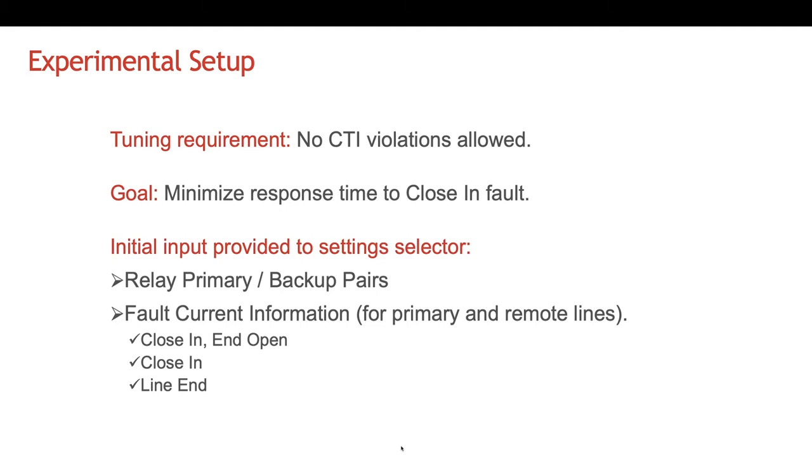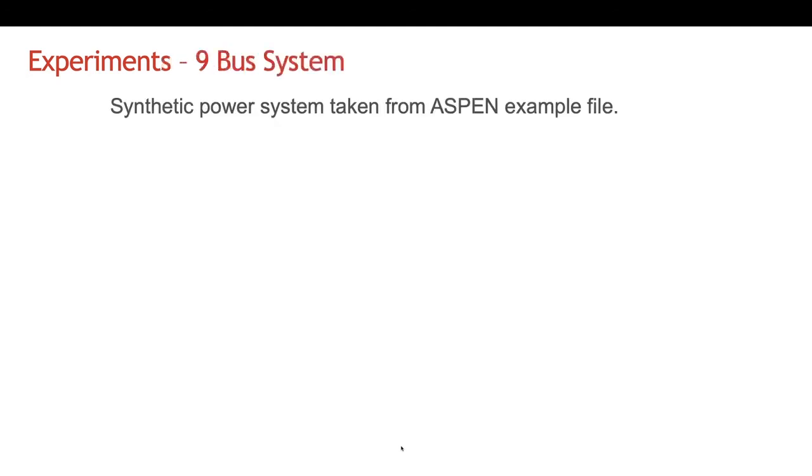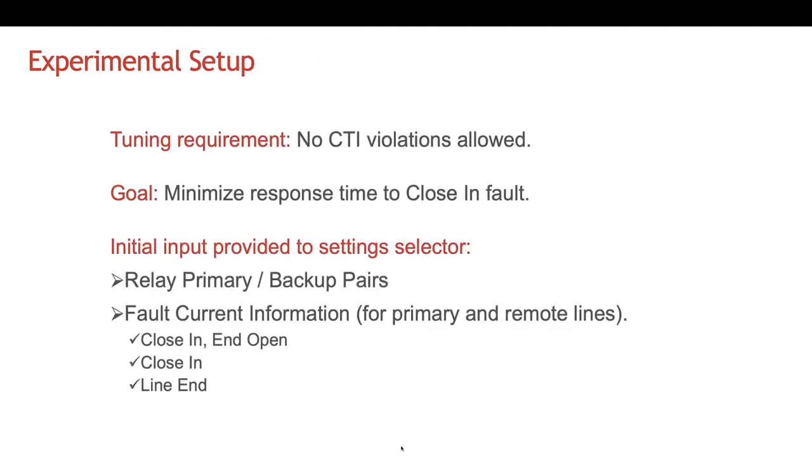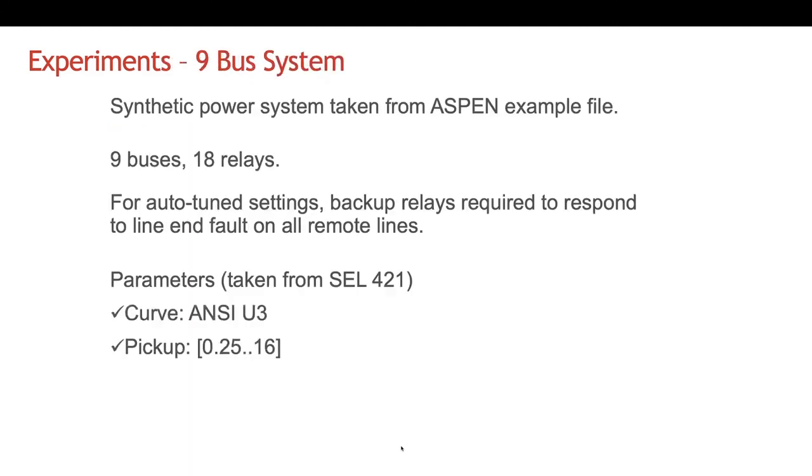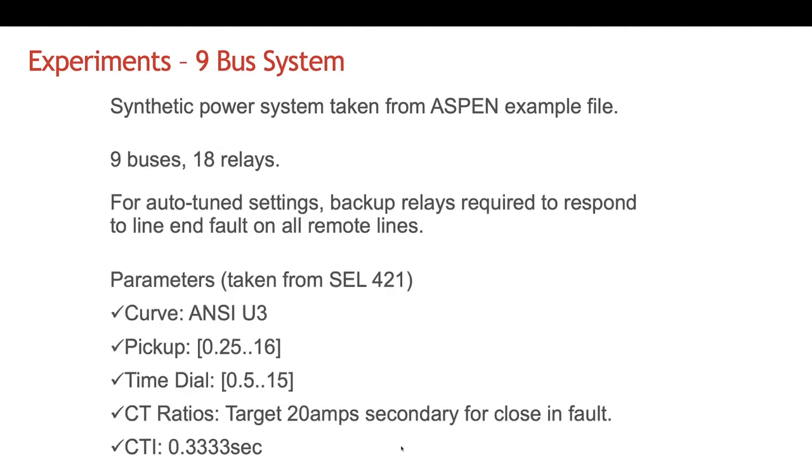Let's talk about the ASPEN one. Okay. And the input selectors, this is the information it provides. And we gave it learning information. We gave it close-in, open, close-in, and line-in faults to allow it to learn. And it's going to use that to create the model and verify that for those fault regimens, proper coordination is achieved. So this is the ASPEN synthetic 9-bus system.